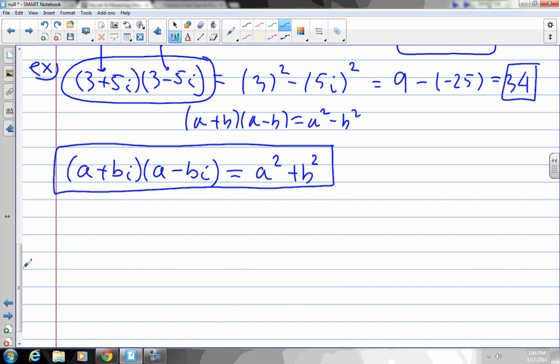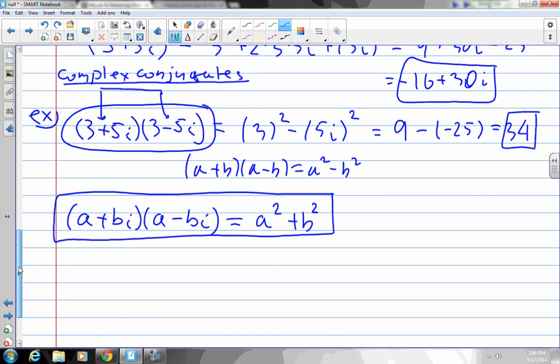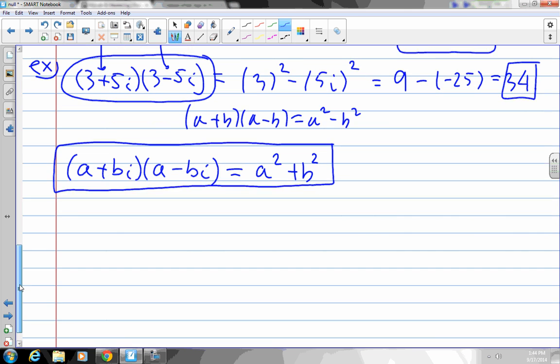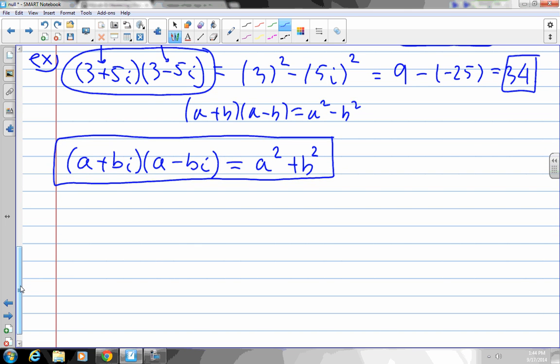Are you okay with that? All right. So you can actually factor a sum of squares using imaginary numbers. So we understand how to add, subtract, multiply, but we don't know how to divide.